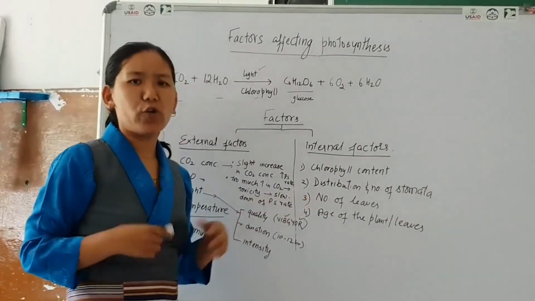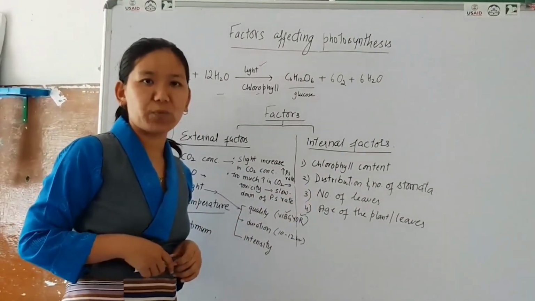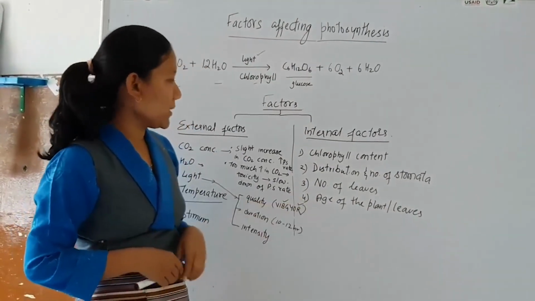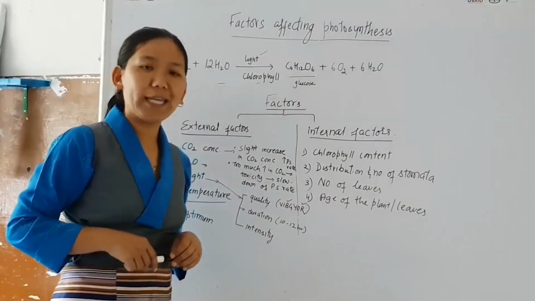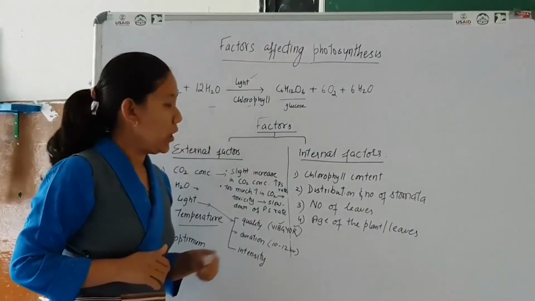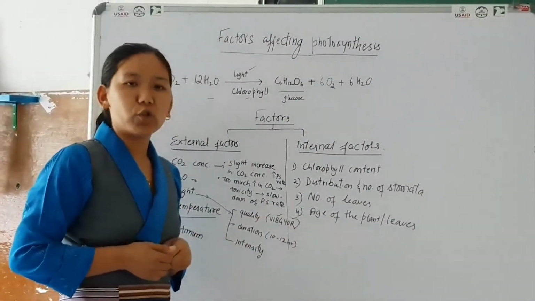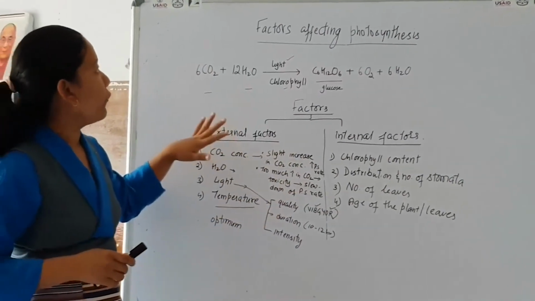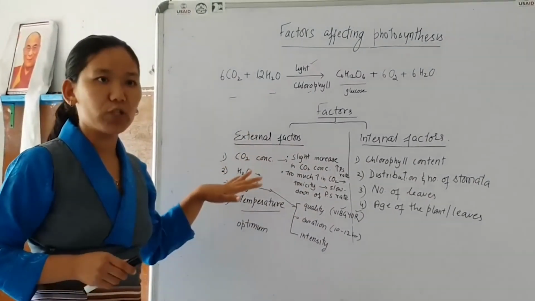Next, leaf. Of course, the leaf is the site where photosynthesis takes place, so the more the number of leaves, the more the photosynthesis. And next is the age of the plant and leaf, which again acts as an important factor for the photosynthesis rate. So this is about the factors affecting the rate of photosynthesis.